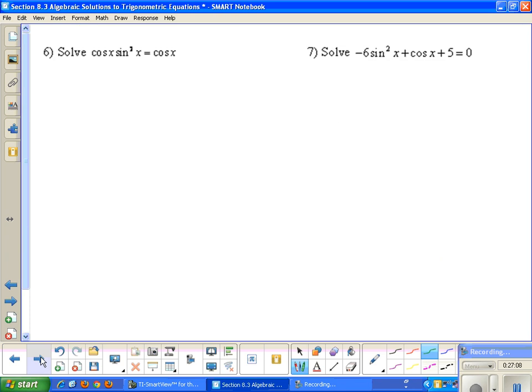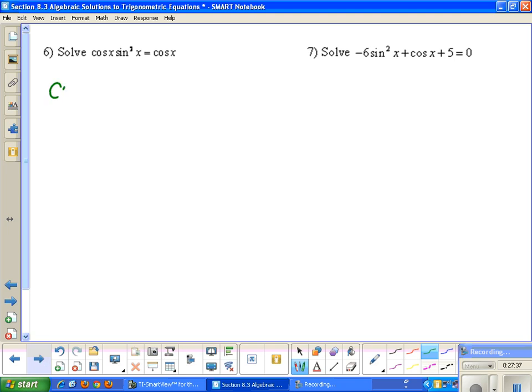For the next question here, we have solve cosine of x times sine squared x equals cosine x. For this problem here, you don't want to divide out your cosine. The reason you don't want to divide when you're solving is because then you introduce problems where you can't divide by zero, and also you could miss solutions. So when you're doing these problems, please do not divide them out, but you can add or subtract and make it equal to zero is what I would do.